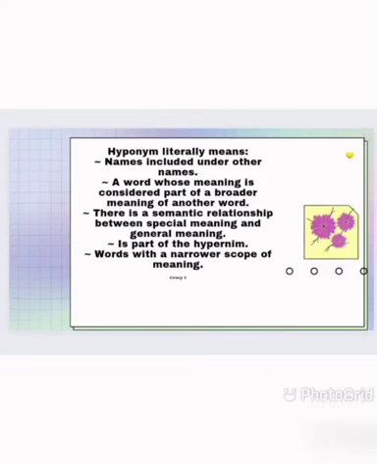Hyponym literally means: 1. Names included under other names. 2. A word whose meaning is considered part of the broader meaning of another word. 3. There is a semantic relationship between special meaning and general meaning. 4. Is part of the hypernym. And the last, a word with a narrower scope of meaning.